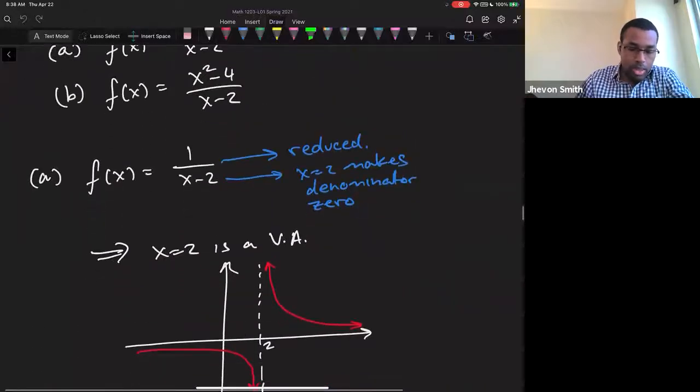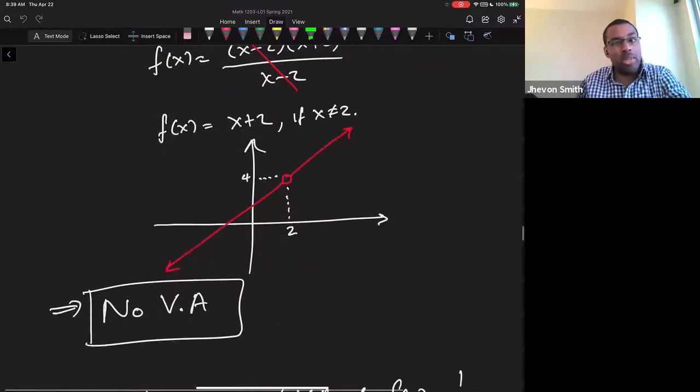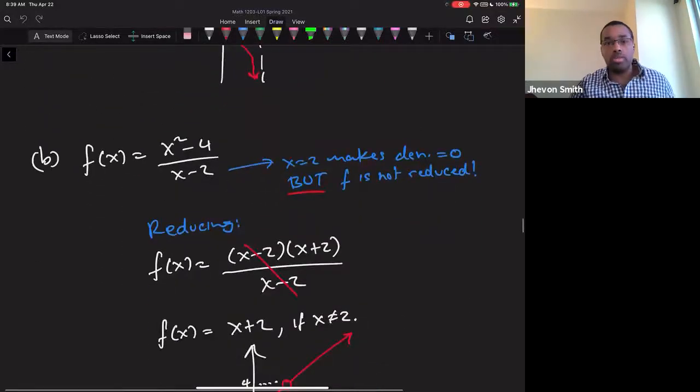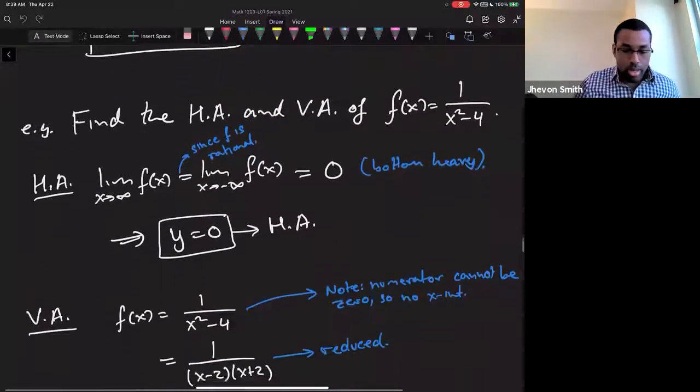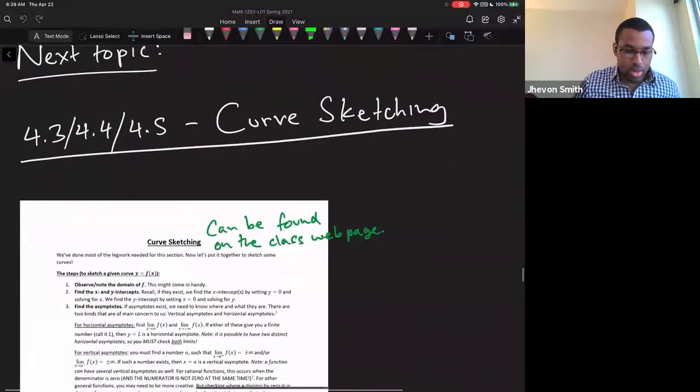So you had a vertical asymptote here for this function, 1 over x minus 2. The second function, x squared minus 4 over x minus 2: it turns out x equals 2 makes the denominator 0, but you could simplify and get rid of this problem. So you don't get an asymptote in that case. You get a hole. So you have to check the denominator being 0 after it's put in reduced form. Okay, cool. We did a bunch of examples like that, even sketched a graph in the middle of it. We're going to sketch another one of those today.